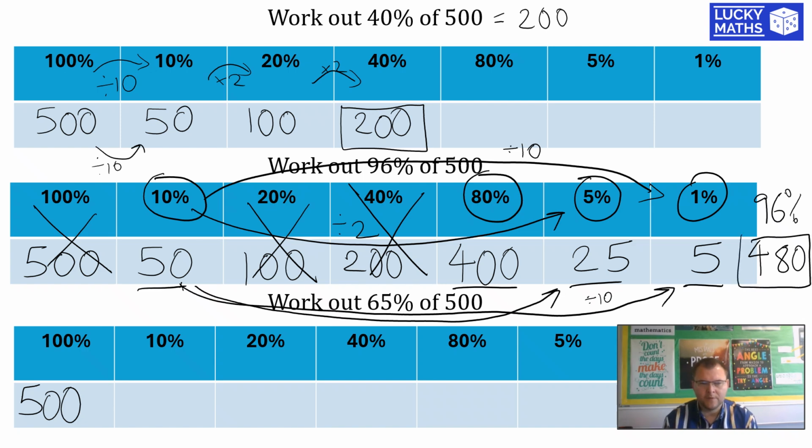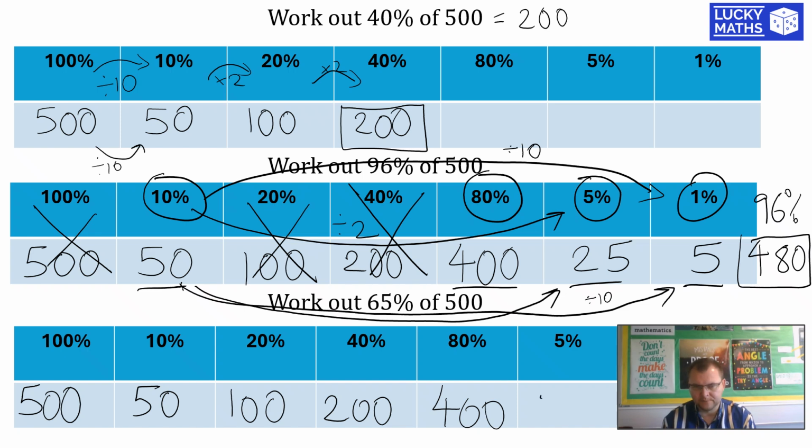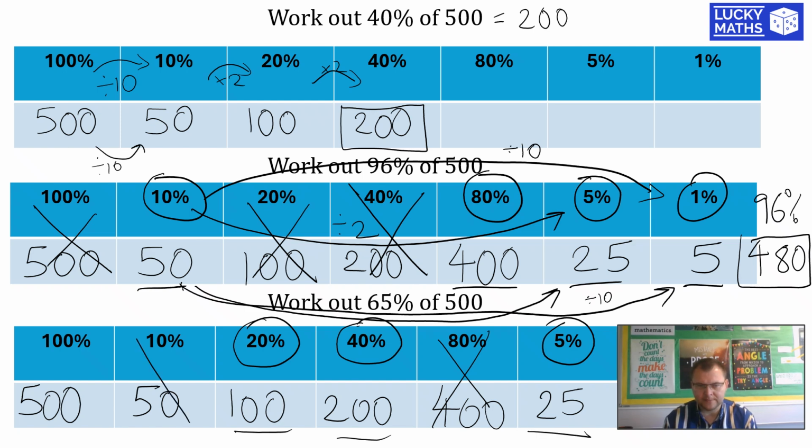And finally, I don't really need to talk too much about generating these numbers, hopefully, because you followed my previous example. But just to clarify, 5% is linked to the 10%, halving the 10% value. To get 65%, I can add the 40%, and the 20%, and then the 5%. So again, some values are not needed. If we cross them off, it stops you getting confused. So now all we need to do is add together the remaining numbers, and that should be 325 for 65% of 500.